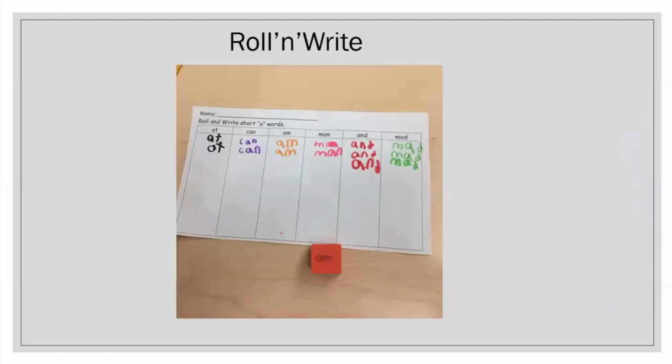Roll and write. You can write words that target a specific spelling pattern on a blank cube. This slide shows short A words. Students roll the cube and record the word on the sheet. This one I just made myself.